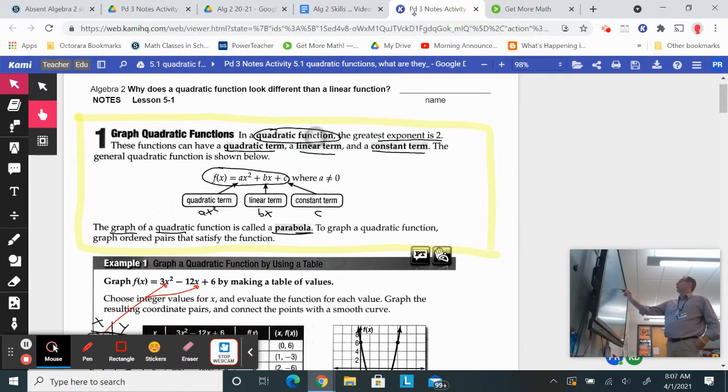Starting with the first paragraph, a quadratic function looks like this: ax squared plus bx plus c. You have a quadratic term, which is the x squared term. A cannot be 0. There has to be an x squared term. So keep that in mind. Next, there's a linear term, and there's a constant term. So the keys are the a, the b, and the c. We're going to need to know the values of those coefficients so we can do some things later on.